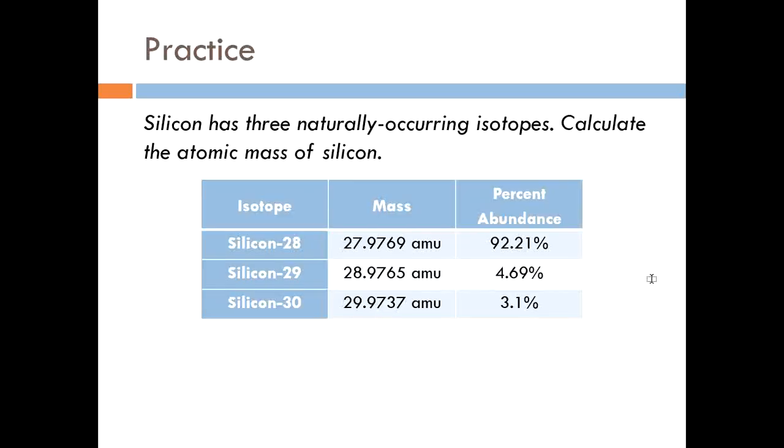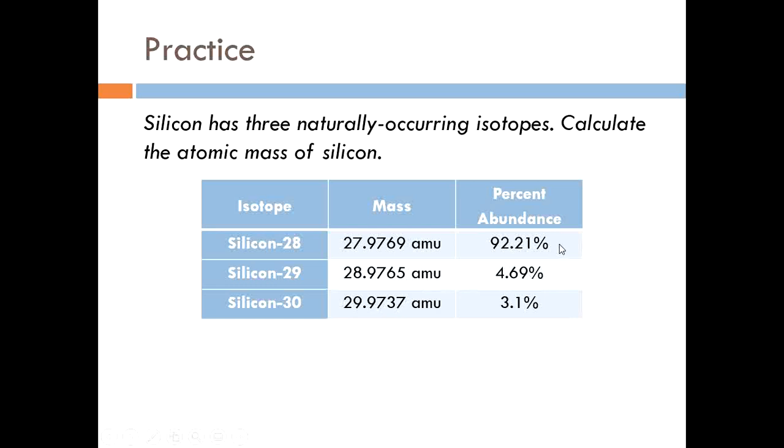So let's take a look at this practice problem. Silicon has 3 naturally occurring isotopes, and we're going to calculate the atomic mass of silicon. So silicon's isotopes are 28, 29, and 30. These are the specific masses of each one. Okay, so sometimes these specific masses will be given to you, and sometimes it's not. So if it's not, we would have just used these mass numbers. Okay, and here's the percent abundance of each one.